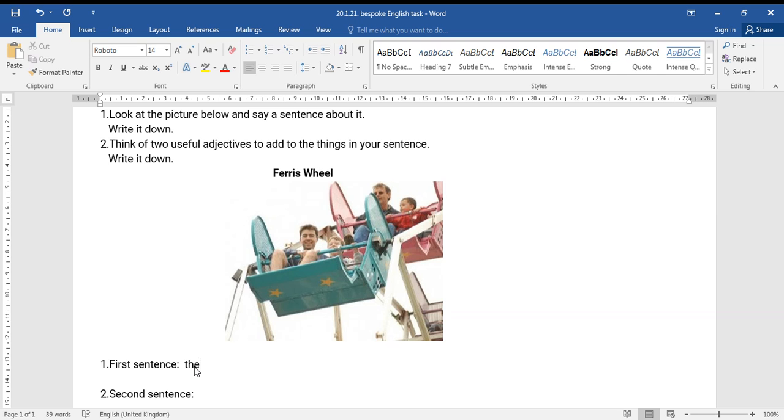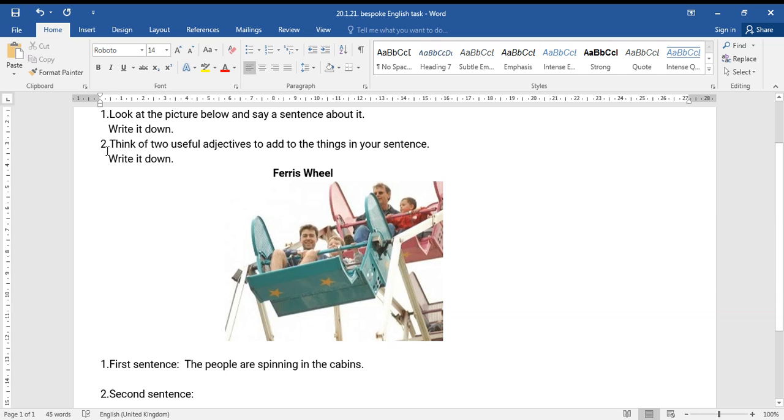It helps to say the sentence to yourself a few times. The people are spinning in the cabins. Now I'm going to check it. The people are spinning in the cabins. Whoops, I've forgotten my capital letter and full stop. That's fine. Add those in. Right, I'm happy with that.